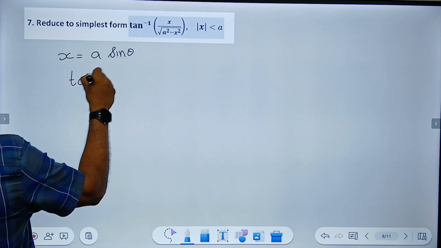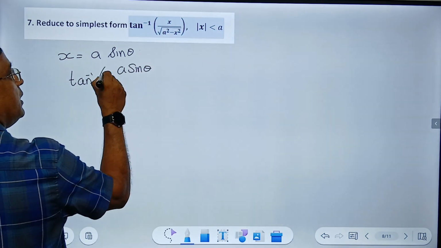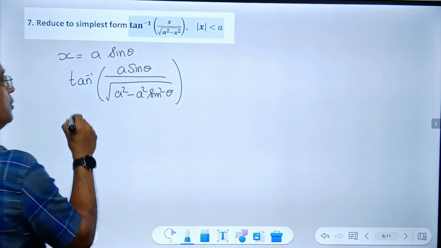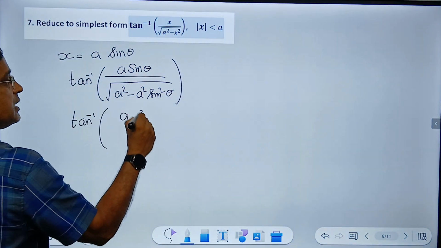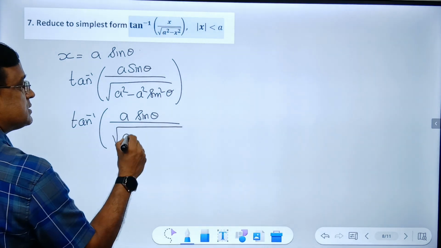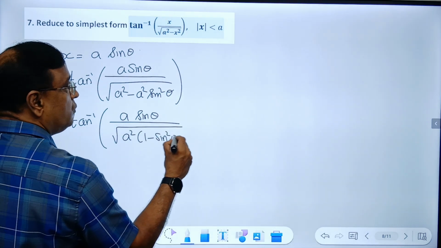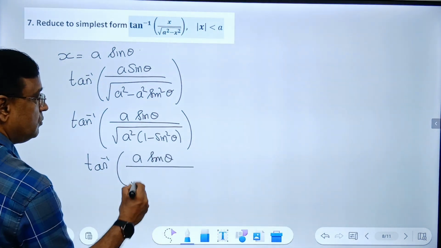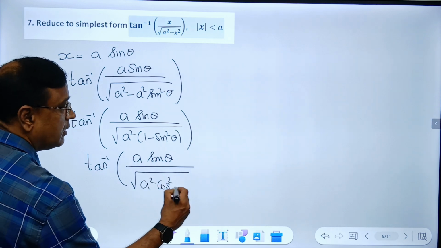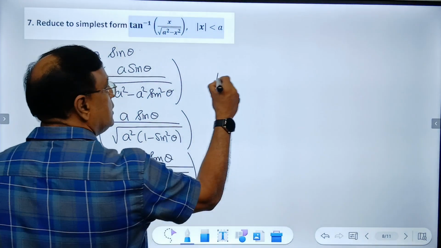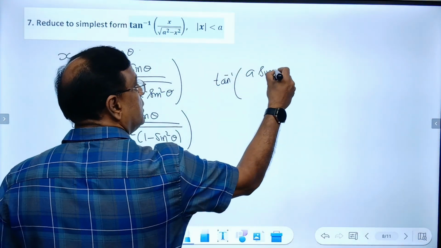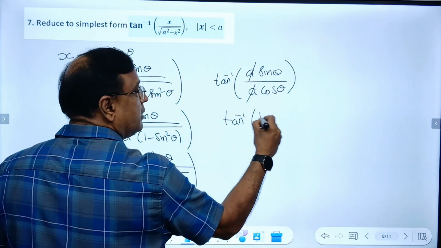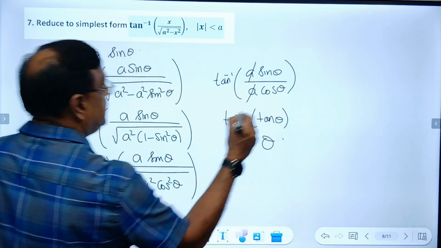Why? Because I will get a sin theta on the numerator, and in the denominator I will get a square minus a square sin square theta, which is tan inverse of a sin theta. What is common here? A square is common. You get 1 minus sin square. What is 1 minus sin square? A sin theta by root of a square cos square theta. What is square root of a square cos square theta? A sin theta by a cos theta. So they get cancelled. What do you get? Tan inverse of tan theta. What is tan inverse of tan theta? Theta.